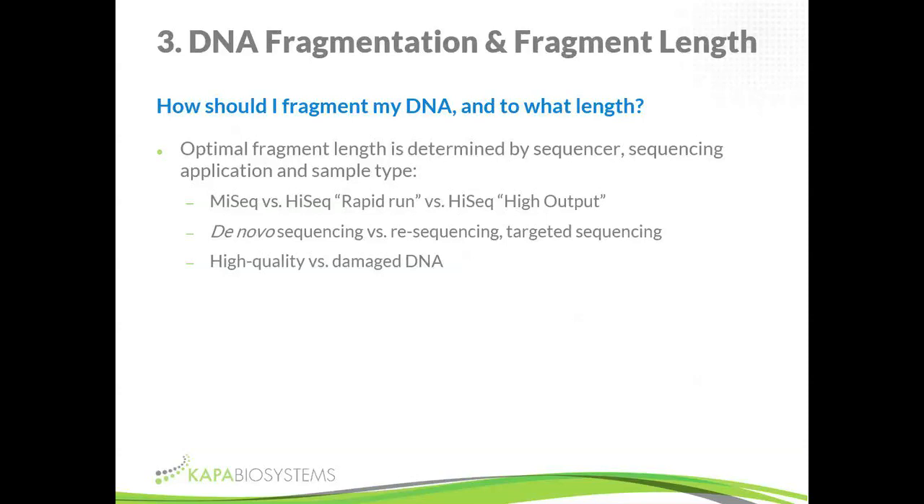Targeted sequencing, it depends on the probe system that you're using. So some hybridization probe systems are optimized for fragments around 150 to 250 base pair. Other hybridization systems are optimized for slightly longer fragments. So there again, your fragment length is determined by the process that comes after library construction.